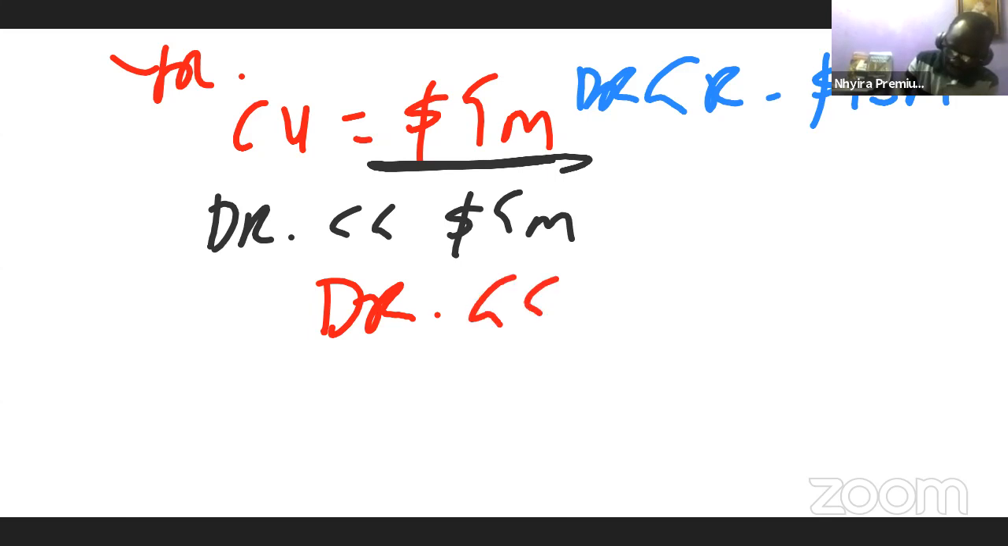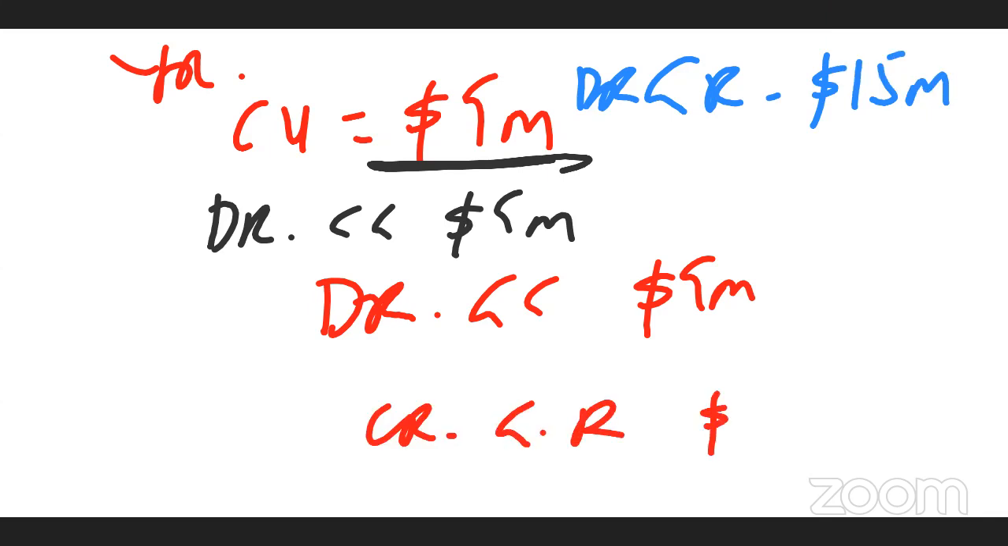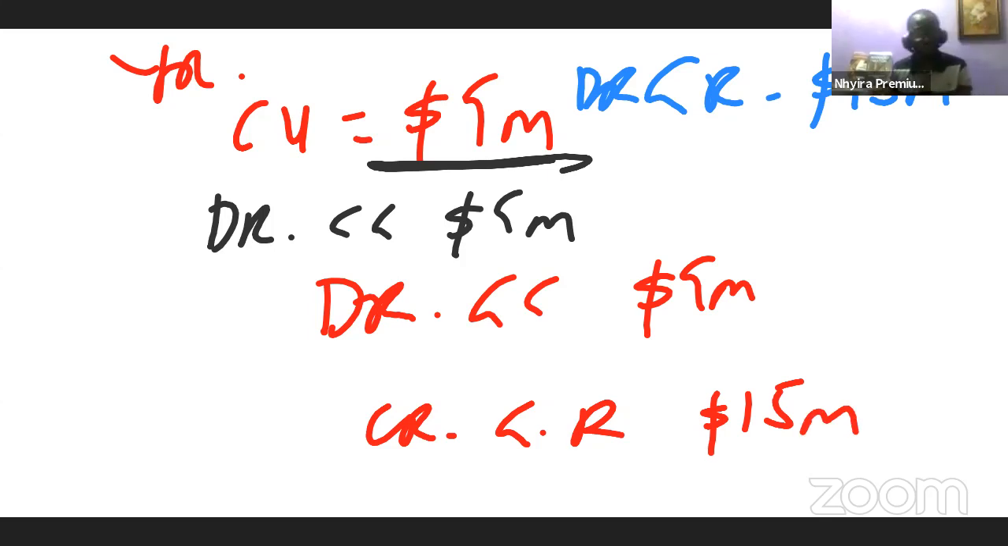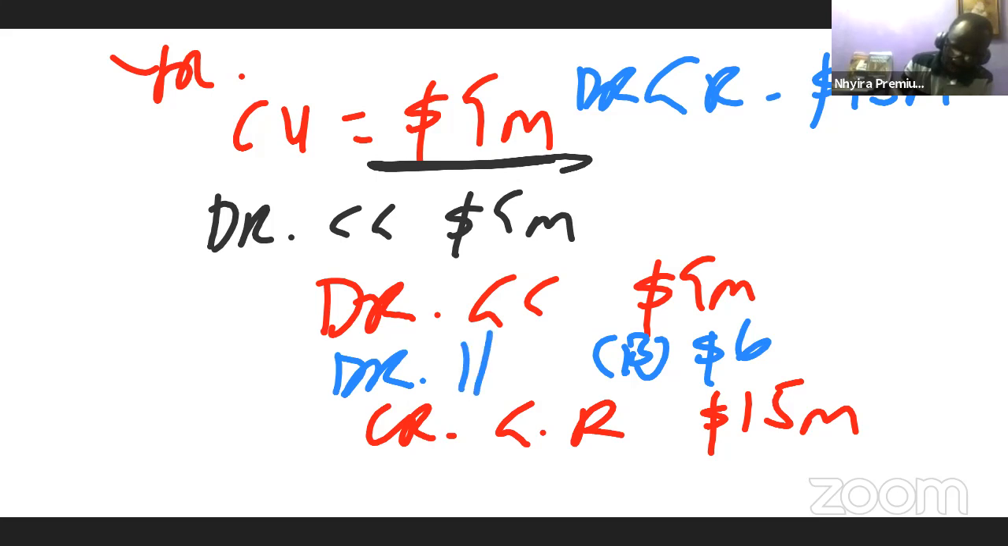Debit the government grant with 9 million to close it. So it's not there. Then we credit the grant receivable account with 15 million to close it. It's no more there. Then the balancing figure is 6 million, and that will be debited to the income statement as an expense. That's it.